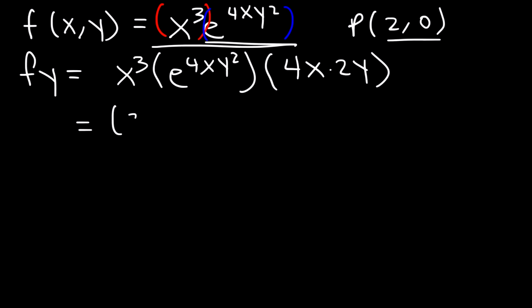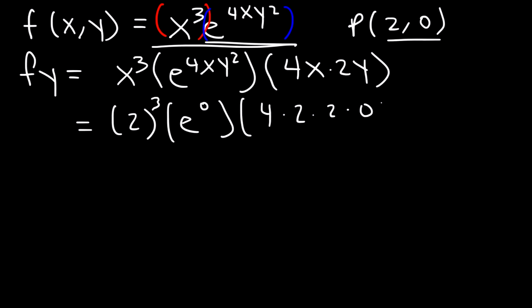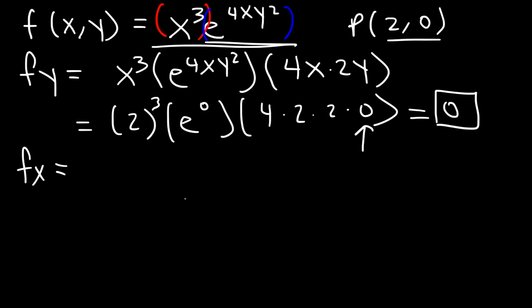So x is 2, and this is going to be 2 to the third. And we're going to have e raised to the 4 times 2 times 0 squared. 0 times anything is 0. And then it's going to be 4 times x, which is 2, times 2, and y is 0. So because we have a 0 here, the whole thing is 0. So that's the partial derivative with respect to y. Now let's find it with respect to x.